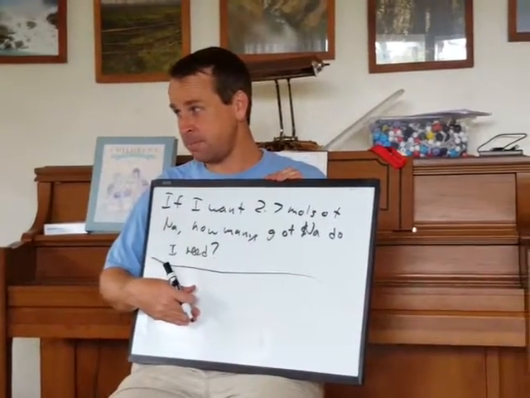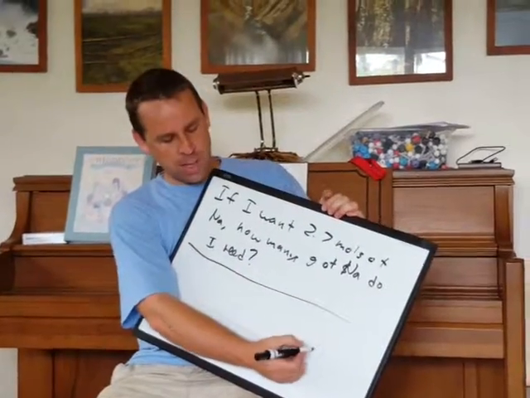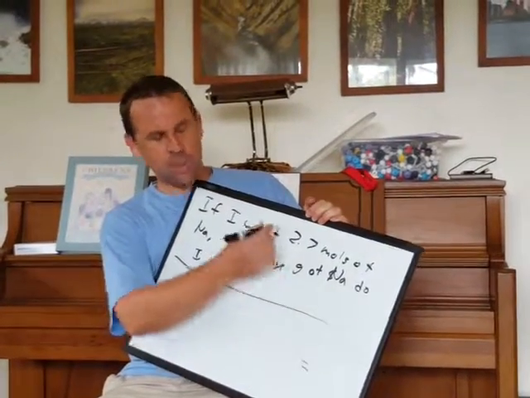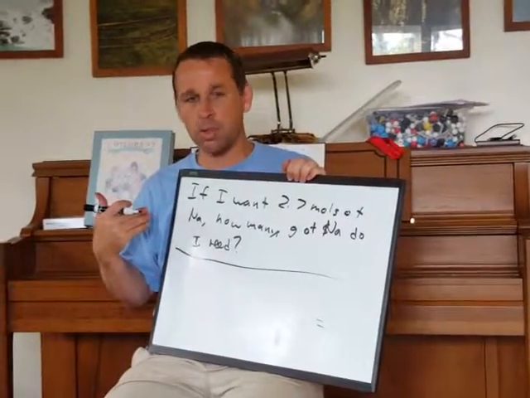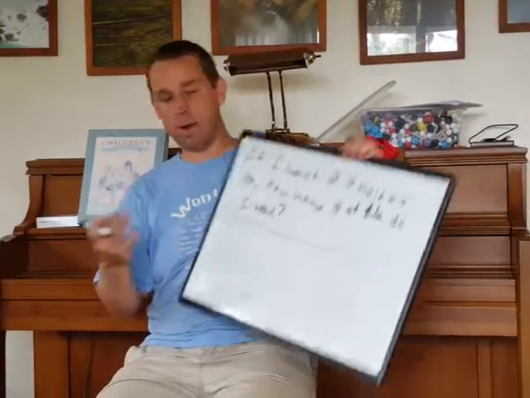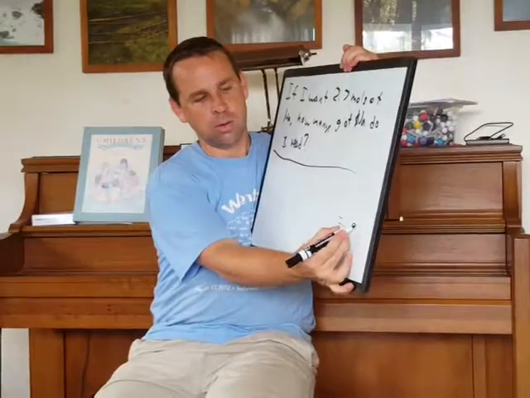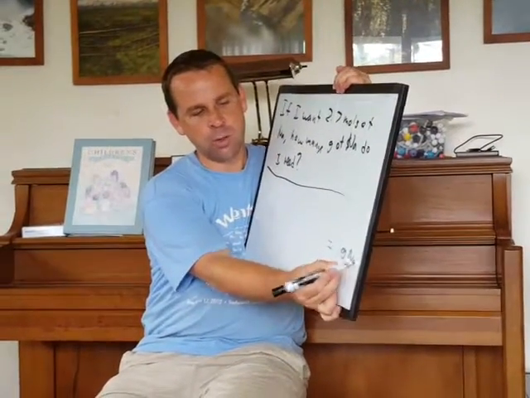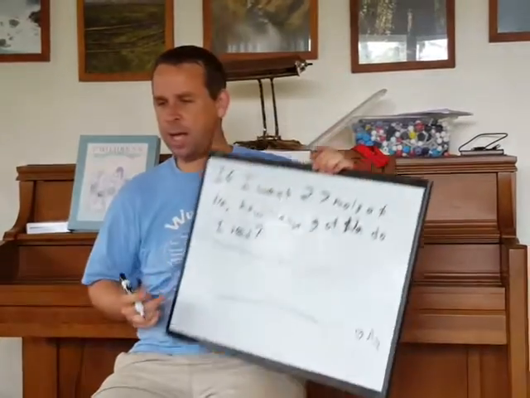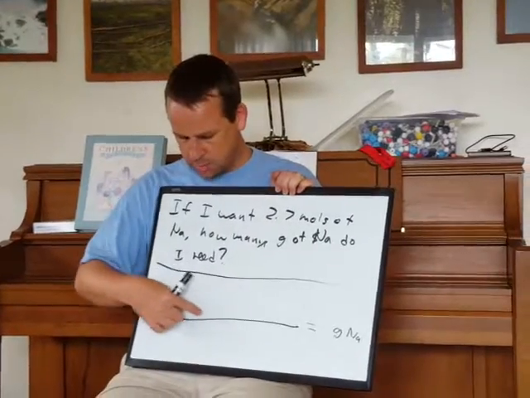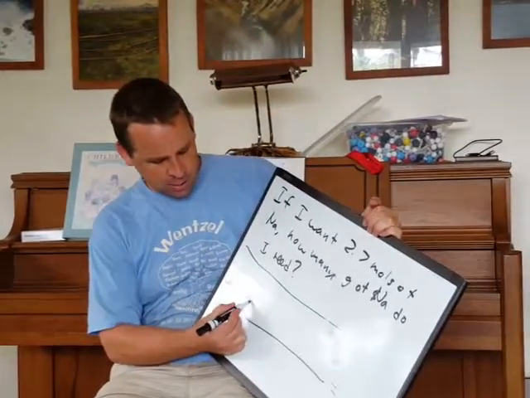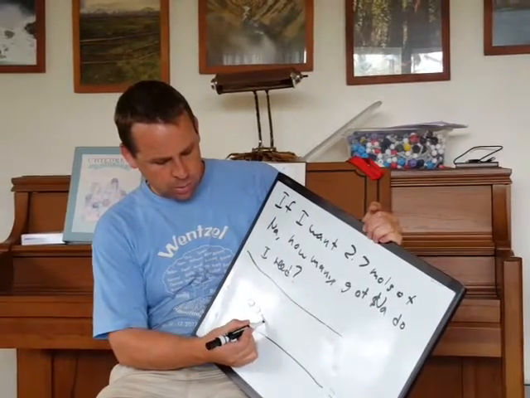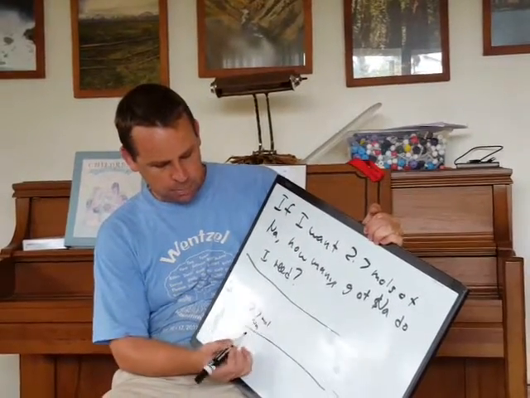That make sense? So I'm going to write an equal sign, and to the right of the equal sign, I'm going to write what I'm looking for. What is it I'm looking for in this problem? How many grams of what? Sodium. So I write down grams of sodium. And then I draw my line, and here I write what I'm starting with. 2.7 moles of sodium.